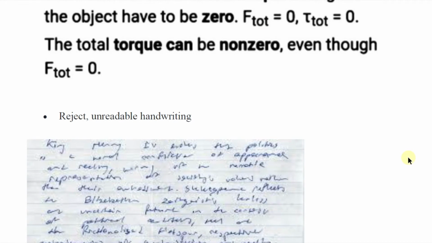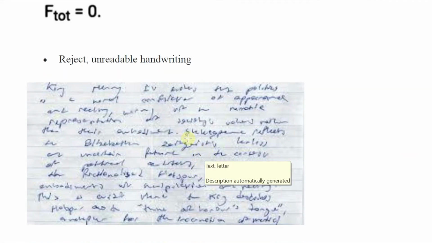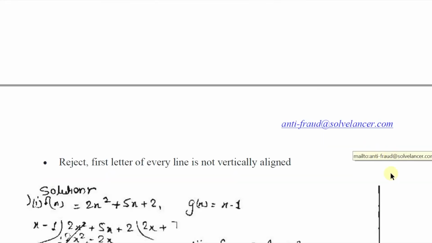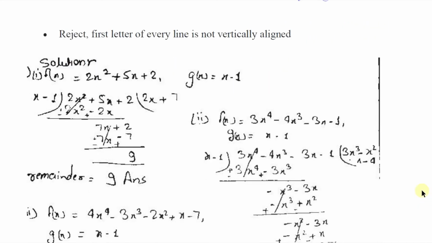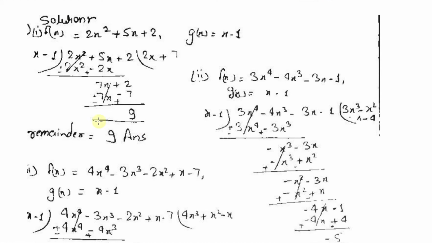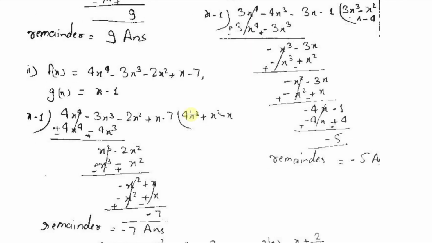Now, reject unreadable handwriting. For example, in this case, you cannot read the handwriting, so we have to reject this, obviously. If we go to the next part, we have to reject when the first letter of every line is not vertically aligned. That is, if you'll see here, there are many solutions and the producer has written in a random, haphazard manner. So this will be the first solution, then the second solution. This is not correctly aligned. So that's why we have to reject this type of answer.